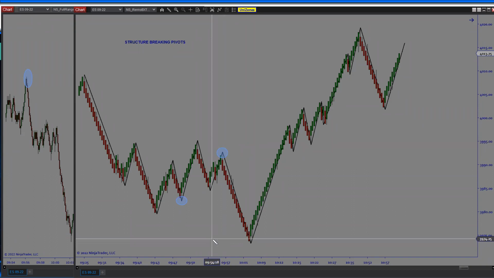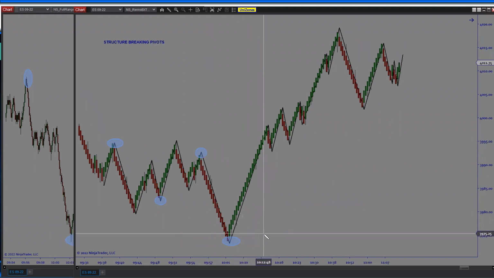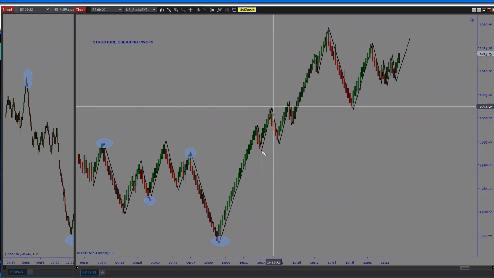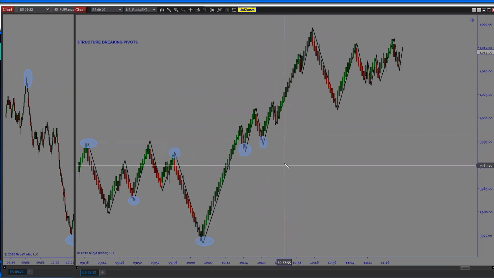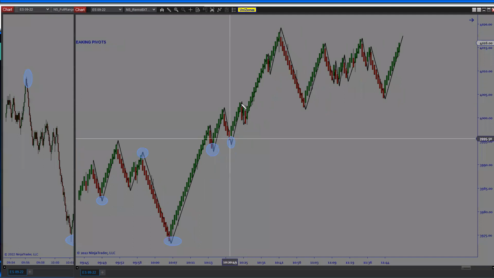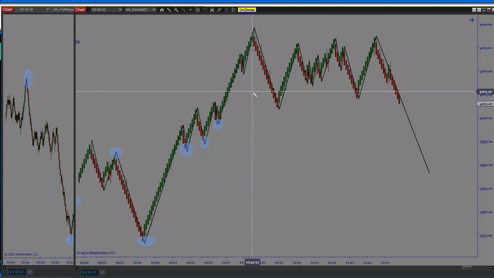We're just going to take our time with it. No need to be in a rush. This is a structure breaking pivot because it went on to break the low. And then this was a structure breaking pivot because it broke this. This one went on to break, so this is a structure breaking pivot. This one was a pullback that went to break structure. Pullback, broke structure. Now we're in a trending look. This is our Elliott Wave theory. Broke the highs. That's another structure breaking pivot.